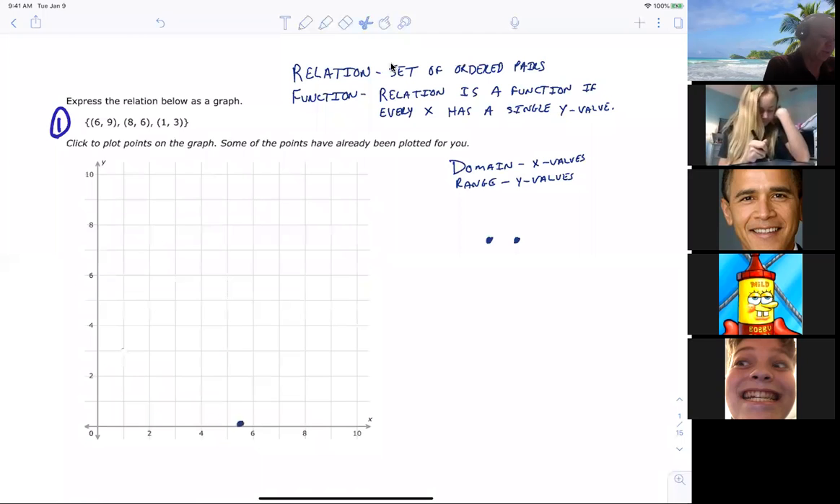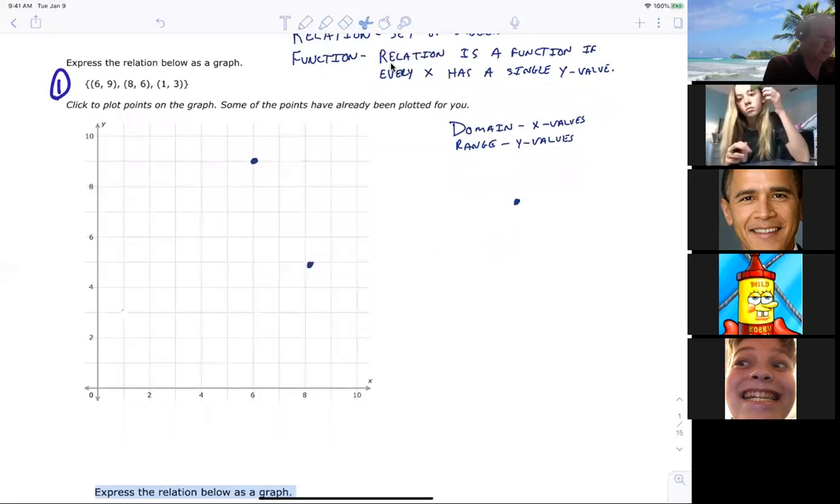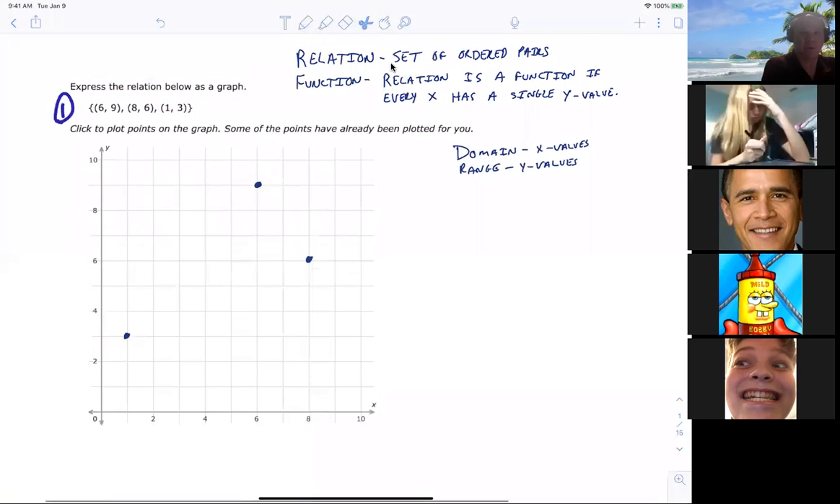We're going 6, and then up to 9. Plot a point. 8, so we go over 8, then up 6. And then over 1 and up 3. That's all they wanted you to do. So that's exactly what you're going to be doing on the IXL.